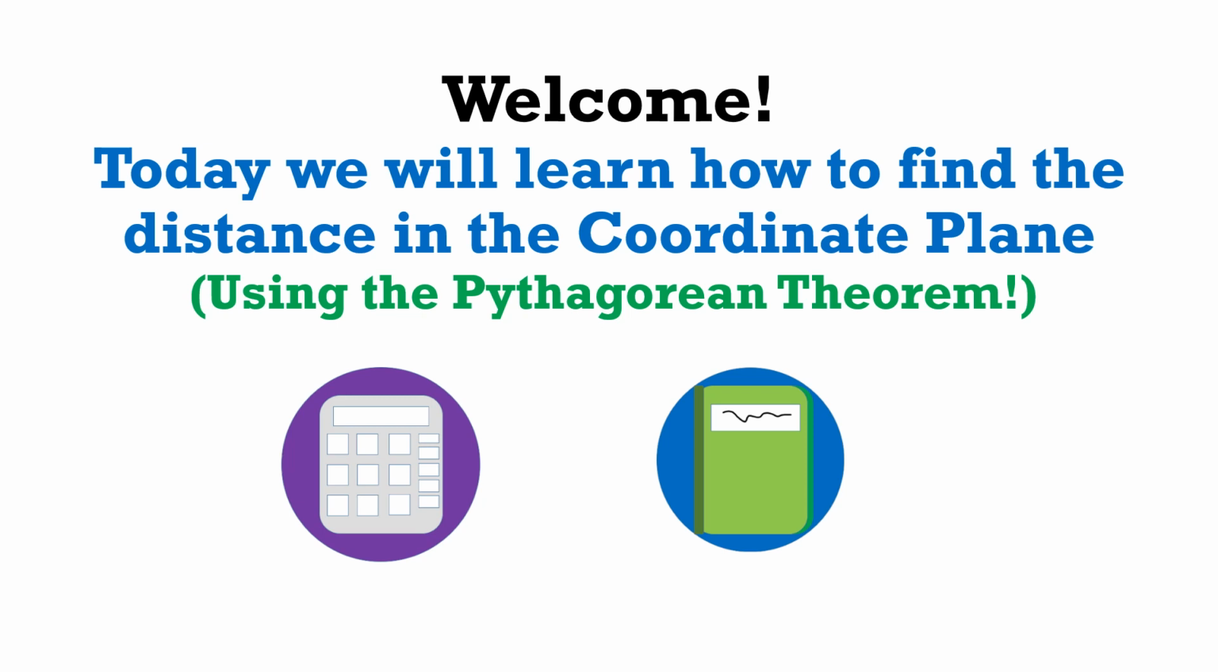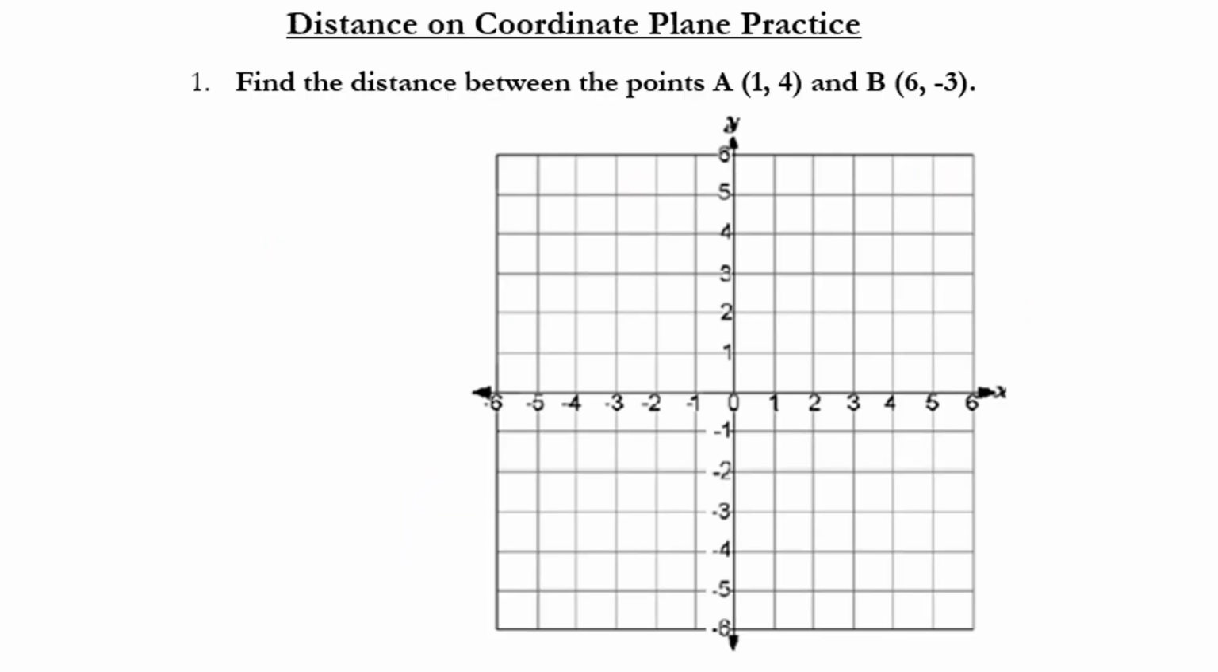Welcome back. Today we're going to learn how to find the distance in the coordinate plane using the Pythagorean theorem. This is a concept that's going to come back several times once you're in high school, so make sure to pay attention. Find the distance between point A, (1, 4), and B, (6, -3).